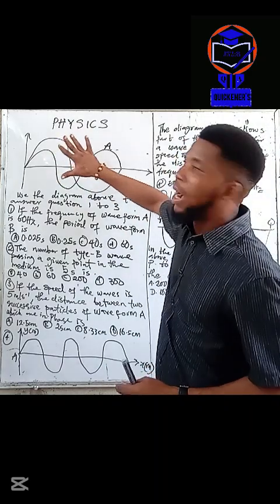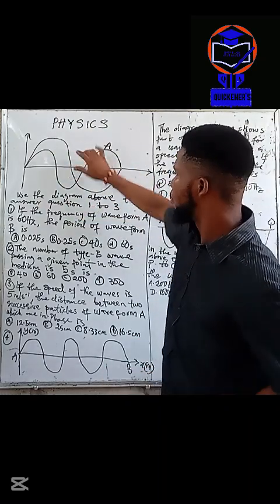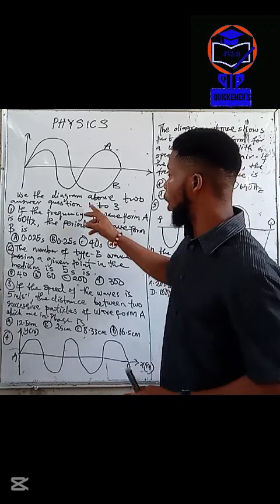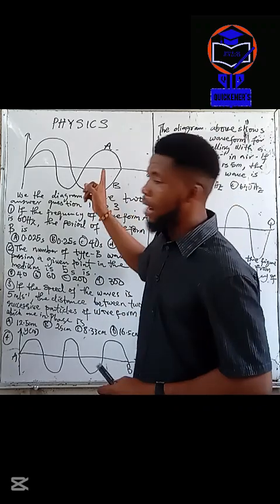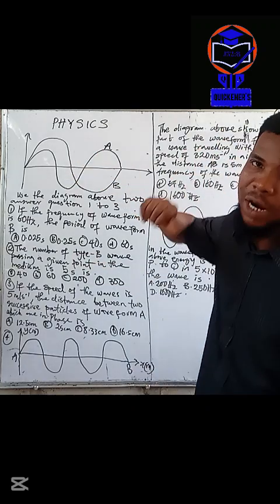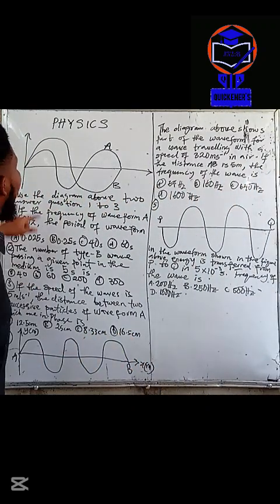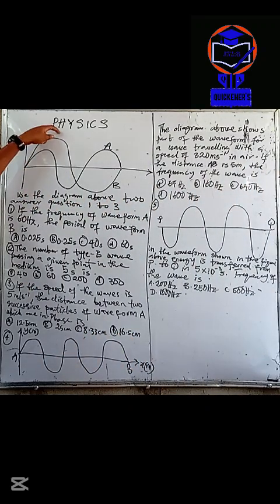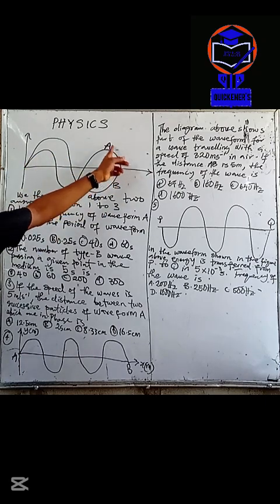Now you can see this diagram. The question says use this to solve 1 to 10. Look at the diagram very well. You can see there are 2 different waves, the first one B and the second one A.